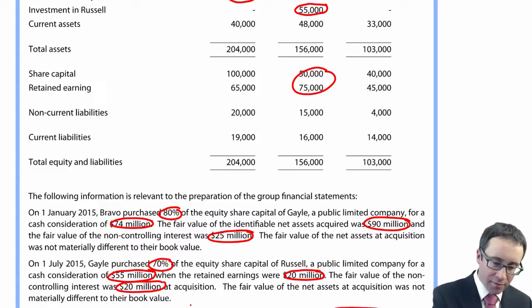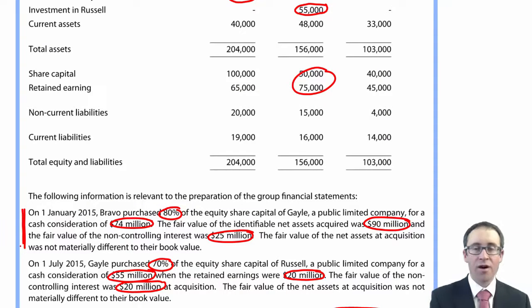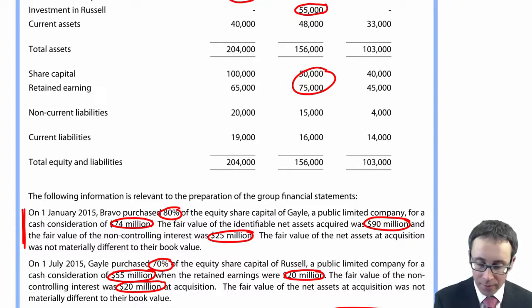Have a look at that information in that first paragraph there. Can you find the retained earnings? Have a read. Can you check? See? Doesn't tell me what the retained earnings are, does it? Not at all. All it does is tell me the fair value of the net assets was 90 and that the book value wasn't different to the fair value. So they are the same, book value and fair value.